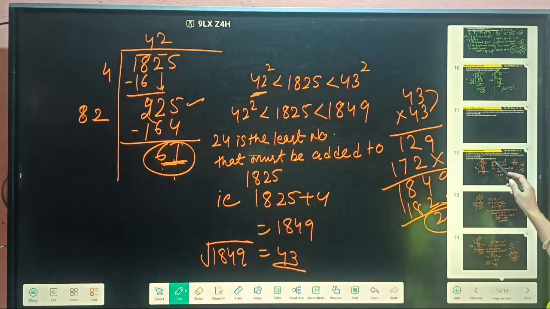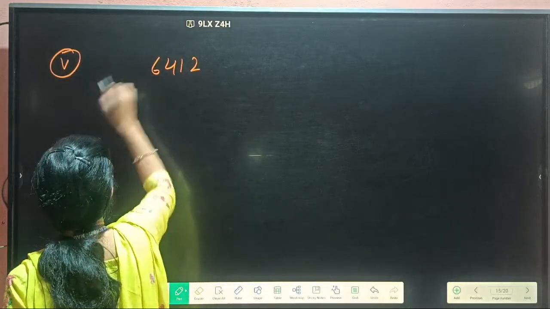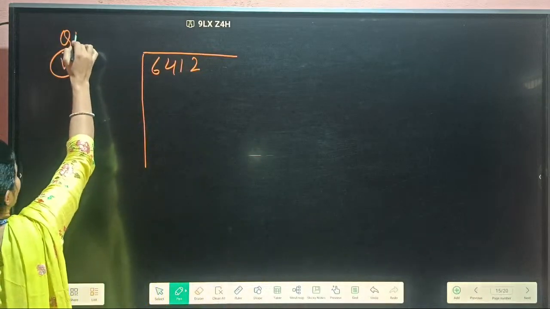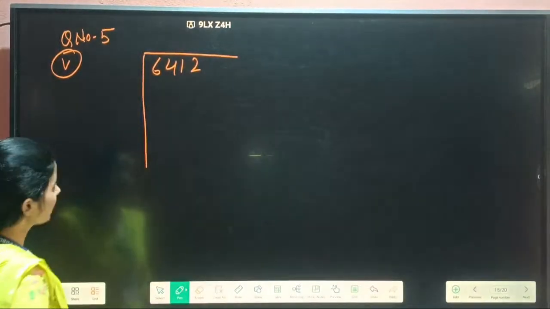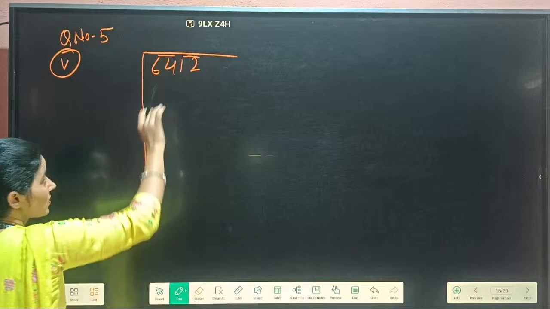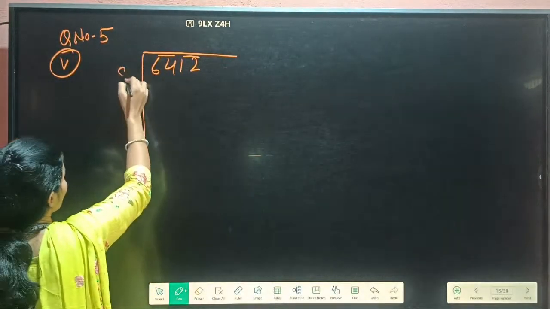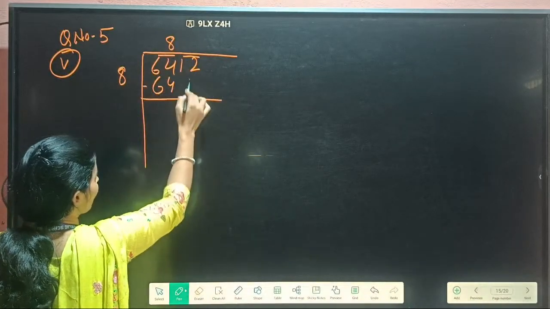It is the fifth part, 6412. It's the fifth part of question number 5. So let us do this question. One pair, then the next pair. 6 6s are 36, 7 7s are 49, 8 8s are 64. Okay. Carry down the next pair.